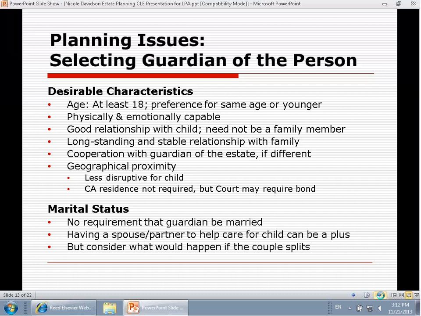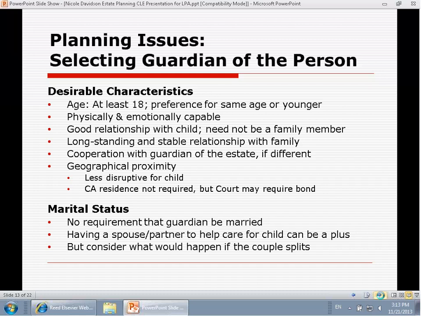And then marital status is going to be an important consideration. There's no requirement that a guardian be married, but being a parent, I do think it is helpful when you can have two people in a household to help with a child. Having a spouse or a partner who is able and willing to do that is a positive thing in most cases. But we also run the risk that the couple may split up.